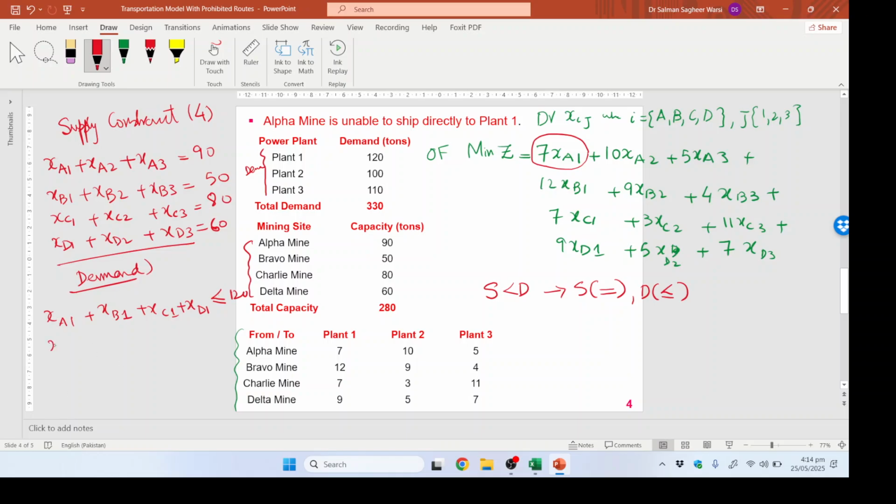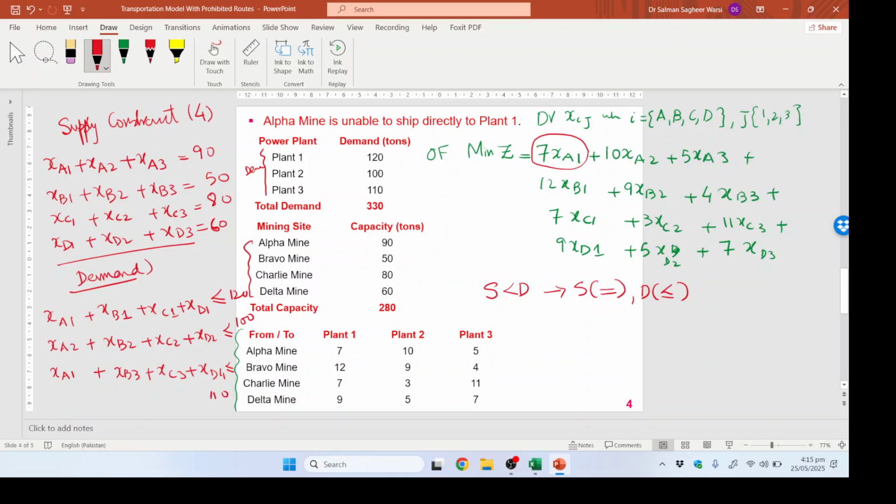Similarly, we will write for plant 2, which can receive coal from Alpha or Bravo or Charlie or Delta, and this is less than or equal to 100. And similarly, plant 3 can receive coal from Alpha, from Bravo, from Charlie or from Delta, and this is less than or equal to 110.